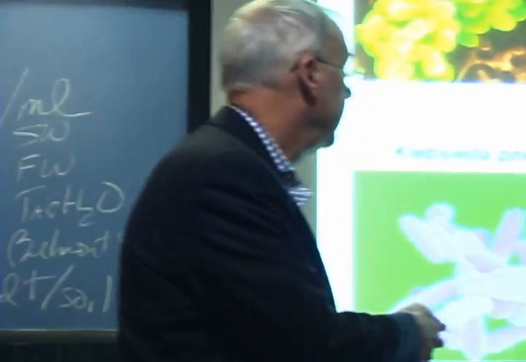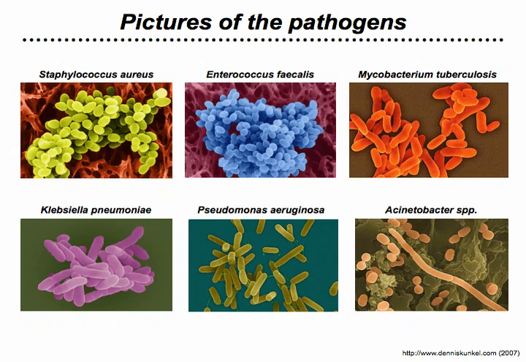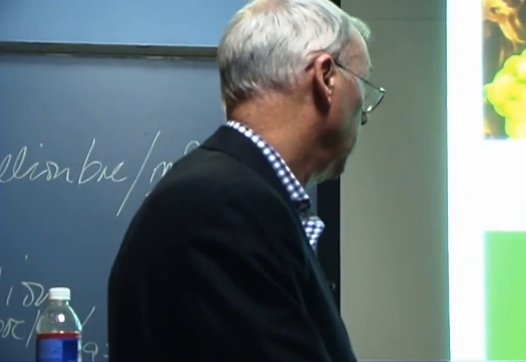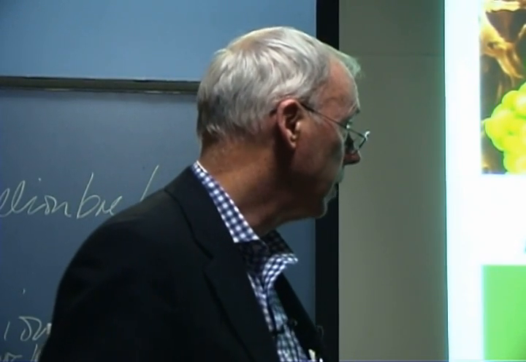And I've listed 6 of the villains, if you want. On top are 3 gram-positive pathogens, Staph aureus, Enterococcus faecalis, and Mycobacterium tuberculosis, the causative agent of TB, which kills more people than any other bacterial pathogen on the planet. And then arrayed along the bottom are 3 gram-negative bacteria, which are problematic largely in hospital settings at the moment, but becoming more so in the community.